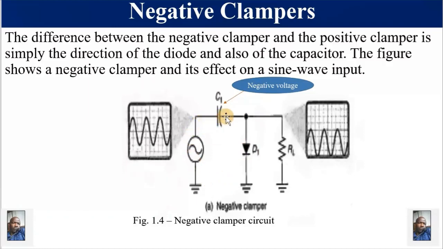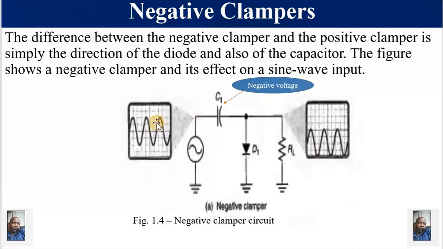When this capacitor is charged in this direction, when the input becomes negative, this capacitor is going to be reverse biased, and it is the capacitor that now has the turn to discharge, and it is going to discharge through this resistor RL. So we are saying this is a negative clamper. Let me repeat, this is a negative clamper.